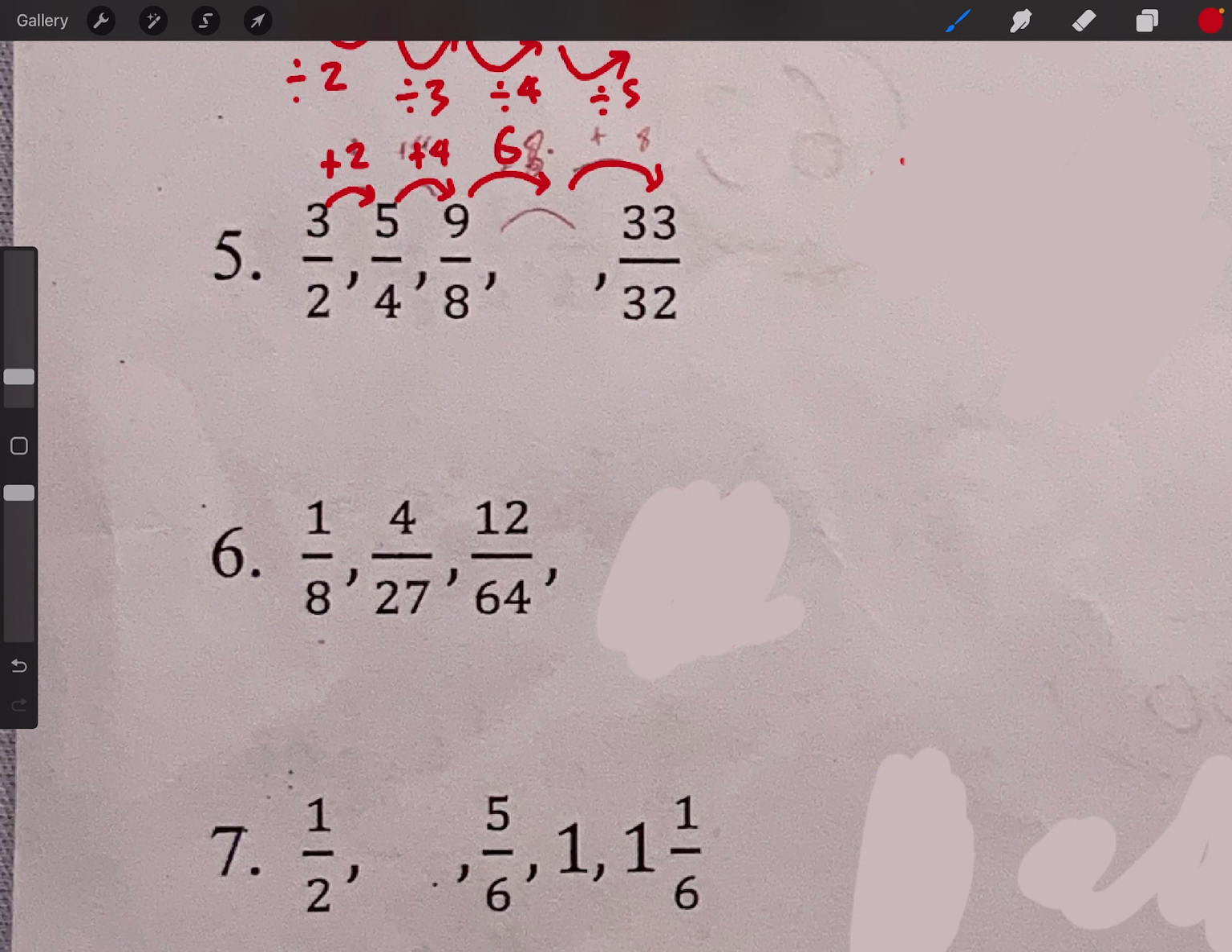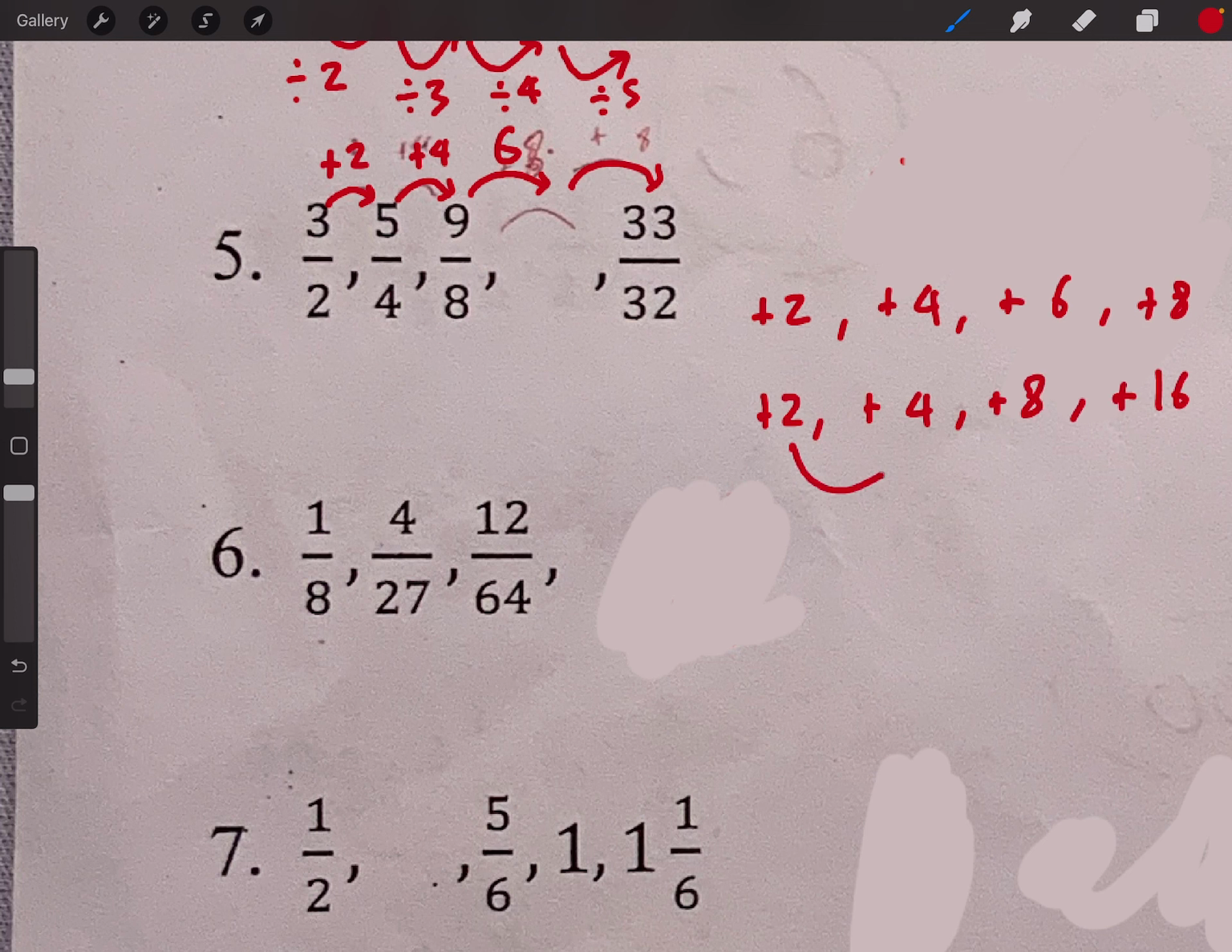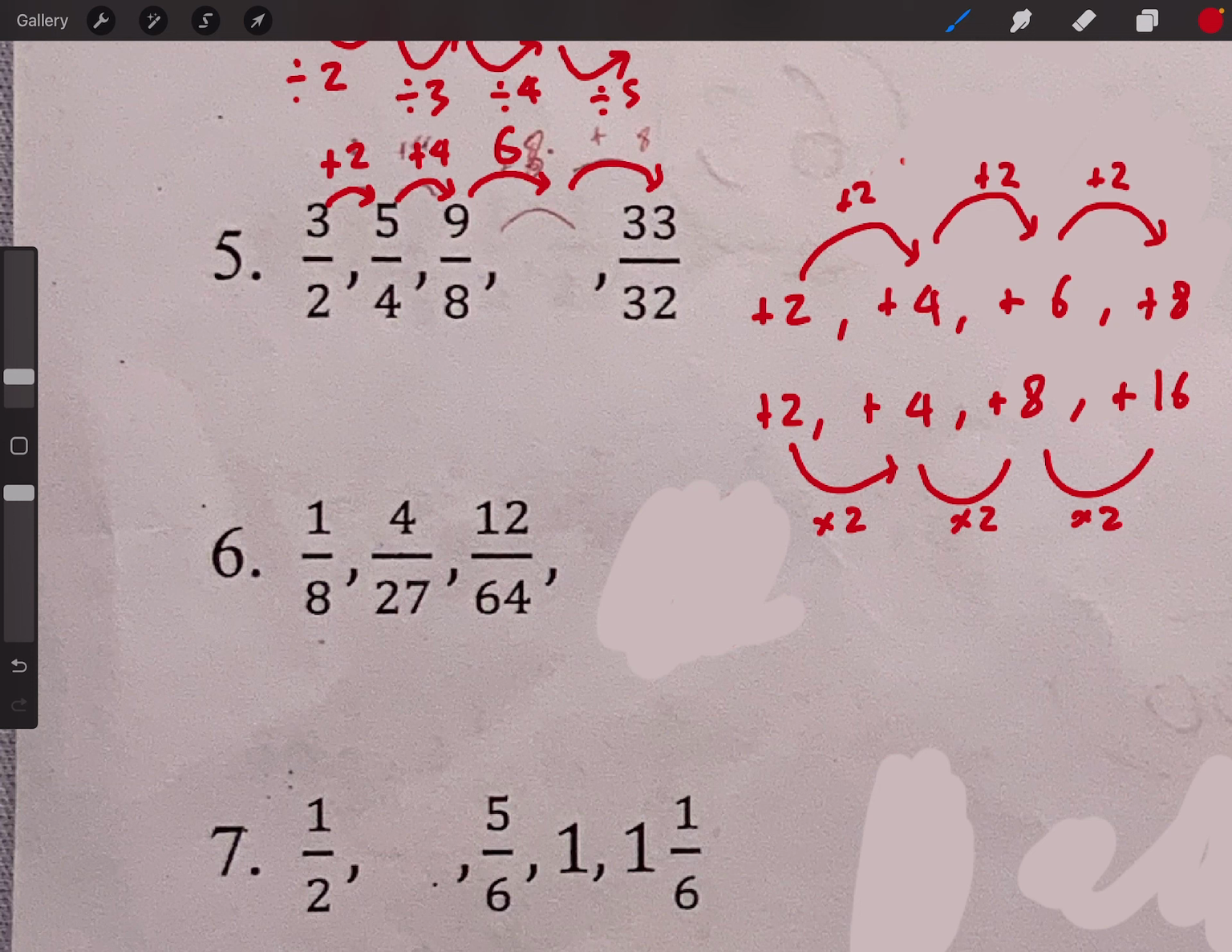So the pattern could be +2 and then +4 and then +6 and then +8. Look, could be that, or it could be +2, +4 and then +8 and then +16. In this one, it's doubling, times it by 2, times it by 2, times it by 2. Whereas this one is just adding 2. Okay, so it could be either pattern. So you have to kind of guess.